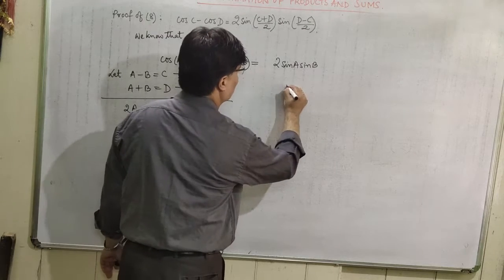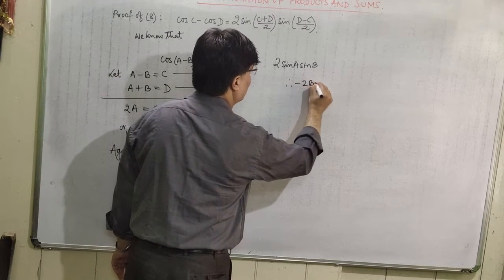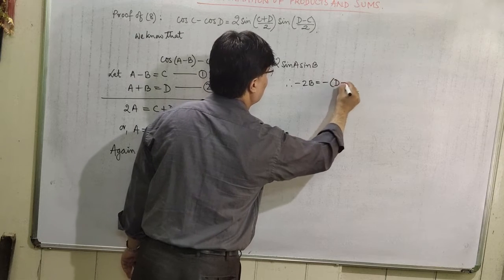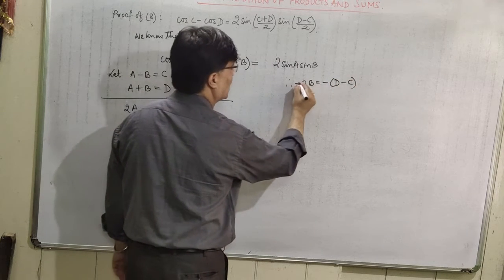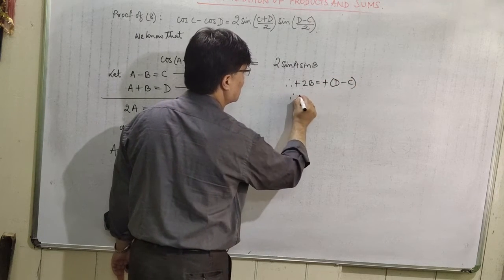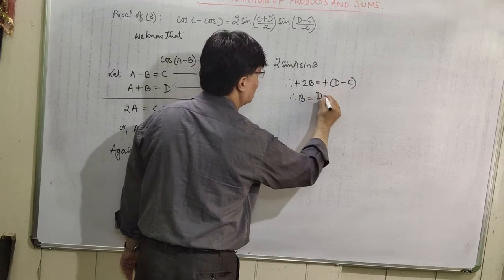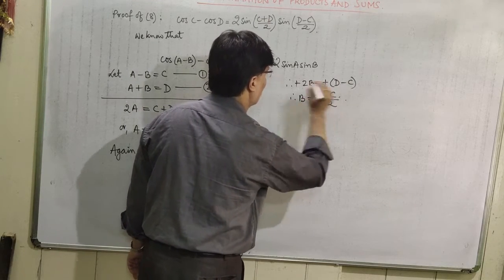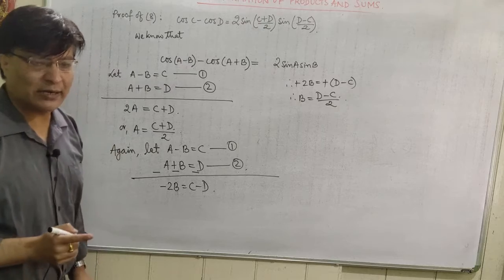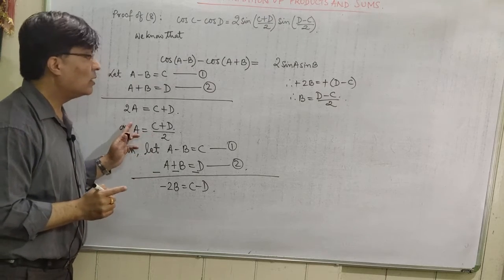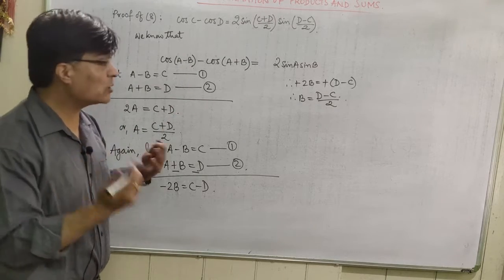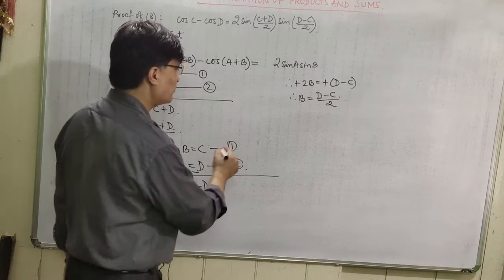Okay, so therefore minus 2b is equal to, minus is taken common here, so this is d minus c. Here minus minus gets cancelled. So b is equal to d minus c upon 2. Is that clear now? So these are the values of a and b. So let us put them in the formula.